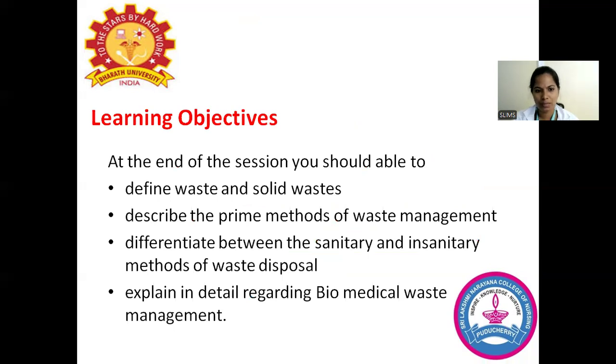The learning objectives are, at the end of the session, you should be able to define waste and solid wastes, describe the prime methods of waste management, differentiate between the sanitary and insanitary methods of waste disposal, and explain in detail regarding biomedical waste management.